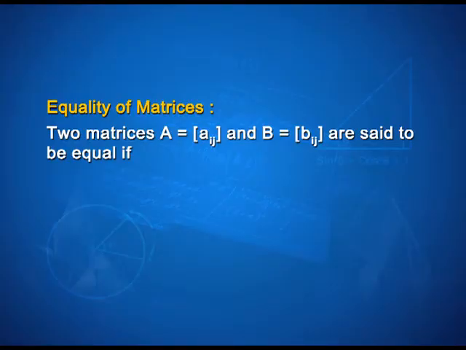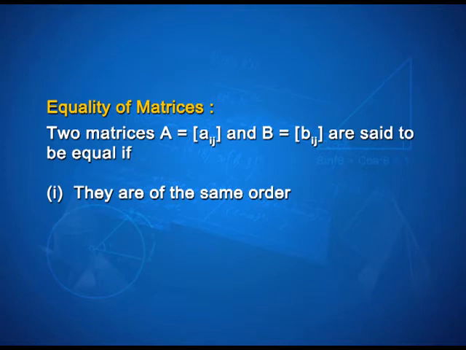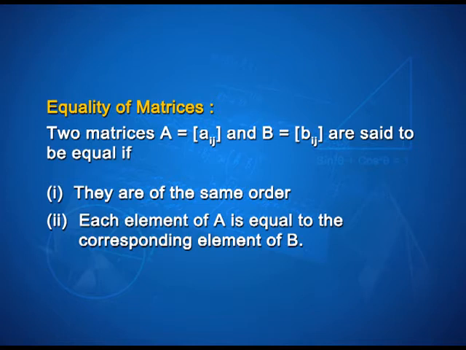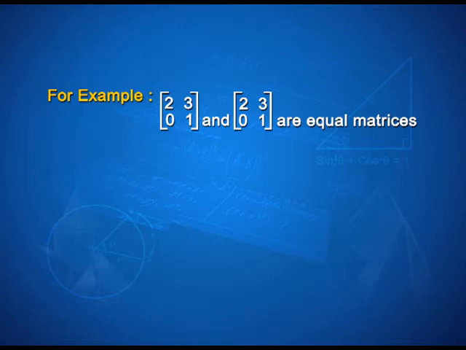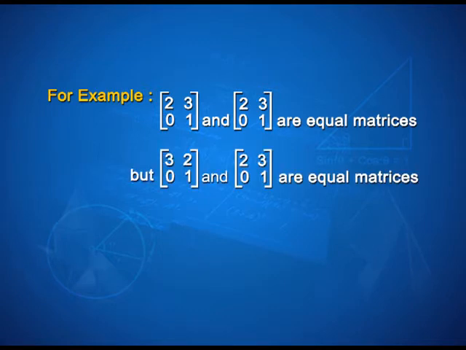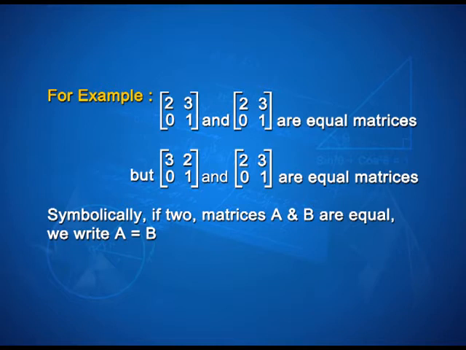Now, what do you mean by equality of matrices? Two matrices A and B are said to be equal if they are of the same order, and secondly, each element of A is equal to the corresponding element of B. For example, 2, 3, 0, 1 and 2, 3, 0, 1 are equal matrices, but 3, 2, 0, 1 and 2, 3, 0, 1 are not equal matrices. Symbolically, if two matrices A and B are equal, we write A is equal to B.